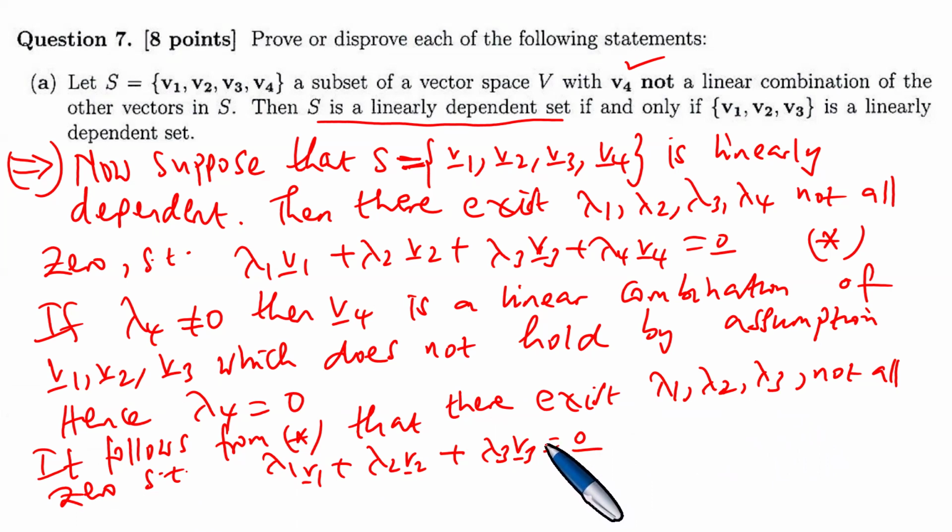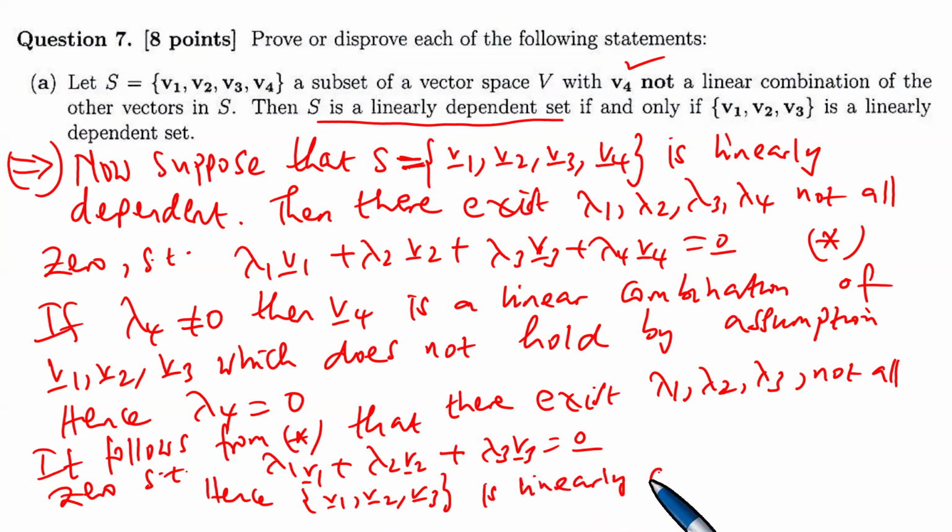That is if we take lambda 4 to be 0. Hence lambda 4 is 0. If lambda 4 is 0, then we have 3 summands, and with the 3 summands, this is equal to 0. Hence V1, V2, V3 is linearly dependent.